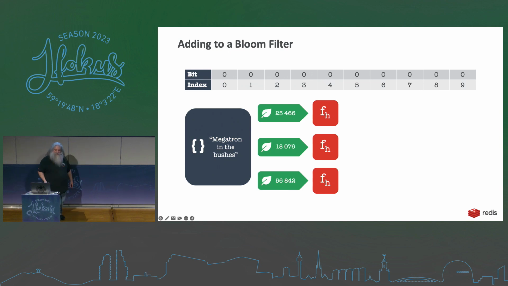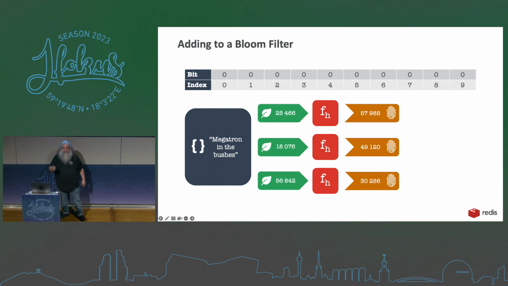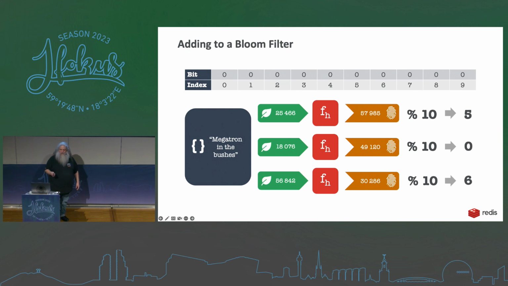Anyhow, we want to know if we've heard the story before. And so what we'll do is we'll take Megatron in the Bushes, and we'll run it through these hashing functions, each one. And running it through those hashing functions, we'll get a different number for each hashing function. So we've got 3 numbers. And this is starting to look like a hash table, isn't it? Because we're going to take those and modulus them by the width of my bit array. And it's going to give me indexes. And then for every place where I have an index, if there's a 0, I flip it to a 1.